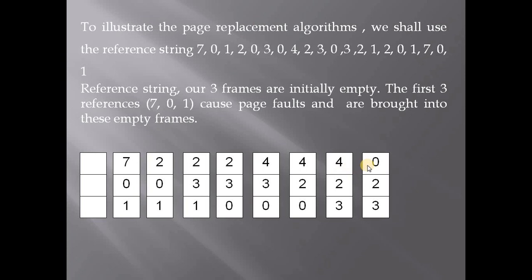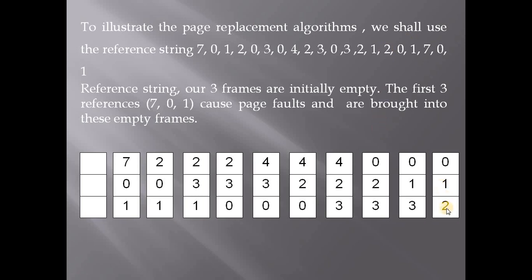Okay, so 0, we have missed with this 0. So 0, 2, 3. 3 is already over here, 2 is already, so 1 we are going to replace with 2. Next is 2, again we will replace with 2, and so on. We'll complete with this reference string.